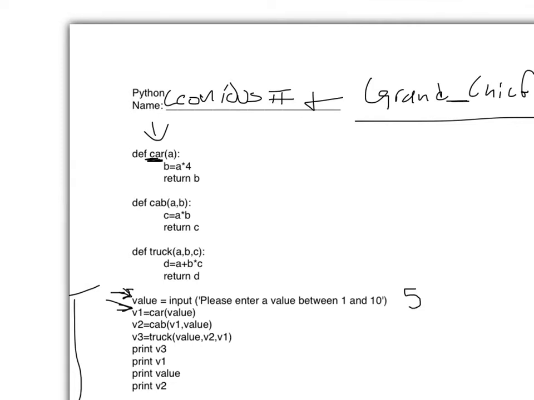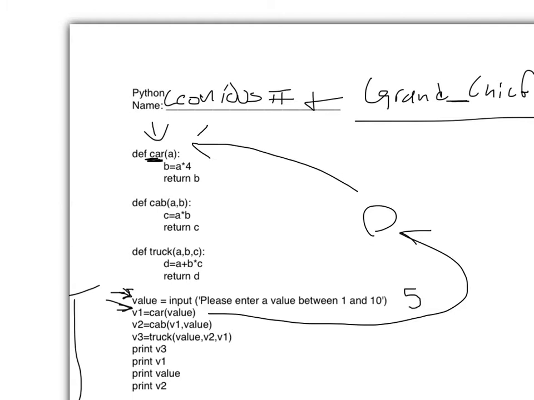The ball gets thrown up here. There's the ball. And it gets put into A. Because car called for value to A, right? Right. Exactly. Called for the ball. And now the ball is changed from value to variable A. So it's going to take B, and it's going to set it equal to A times 4, and A is 5.